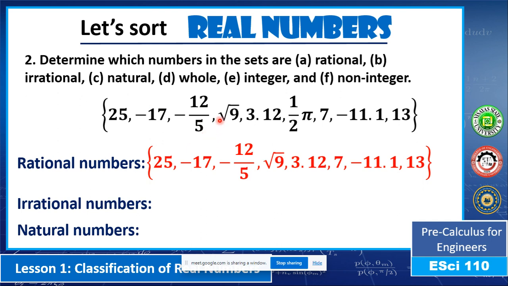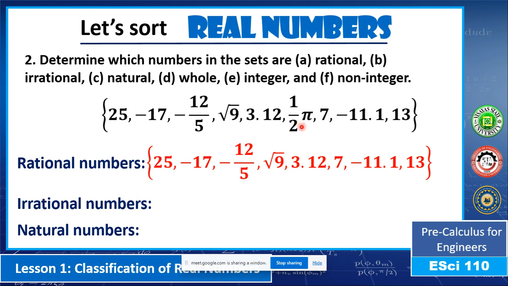How about square root of 9? Of course, square root of 9 has two values, positive 3 and negative 3, which is still part of the rational numbers. How about 3.12? Of course, it is a rational number because it is a terminating decimal. It only goes up to the hundredths place, 3.12. How about pi over 2, or 1/2 of pi?